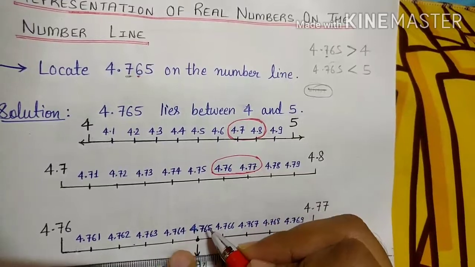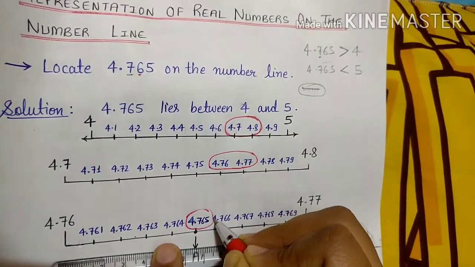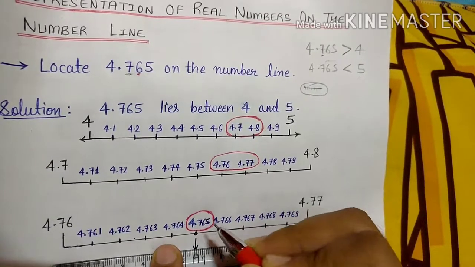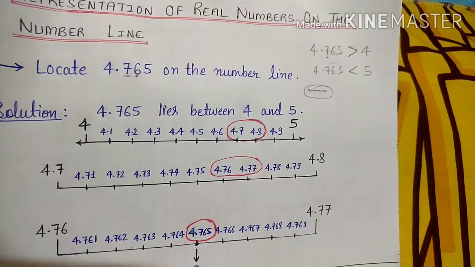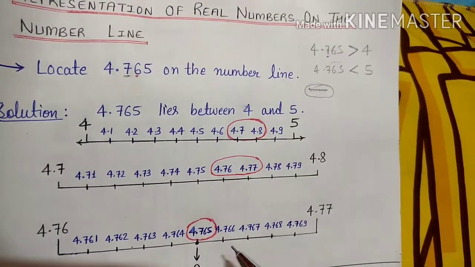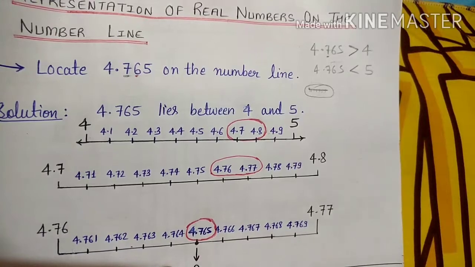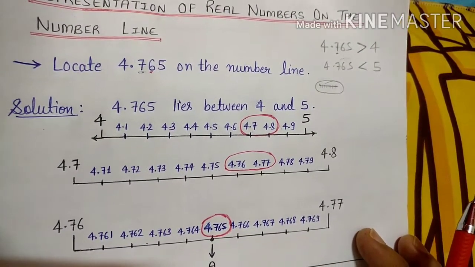And what is this? This is also 4.765. So finally we get our number which we have to denote on the number line. We can give any name, we can give it as A. So clearly we can say that point A on the number line represents 4.765. Okay, this is our answer. So in this way we can solve the questions.